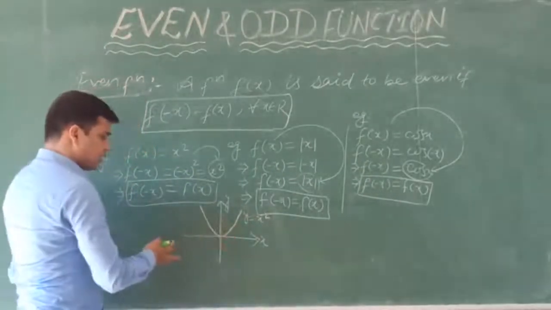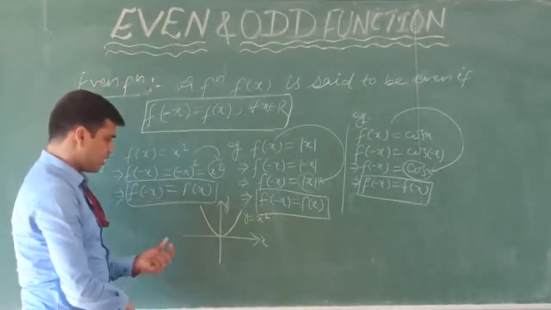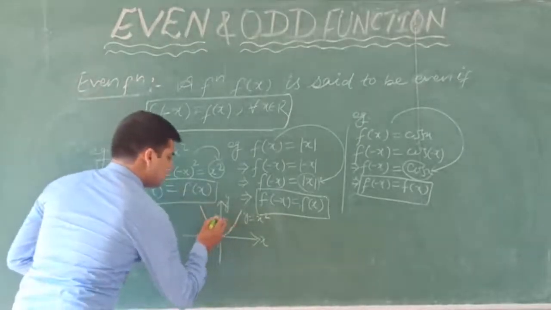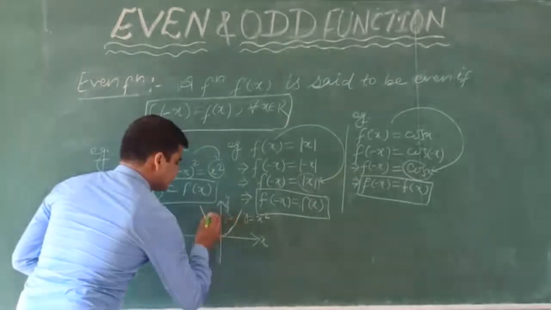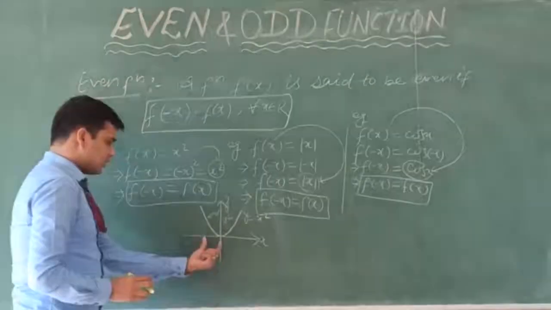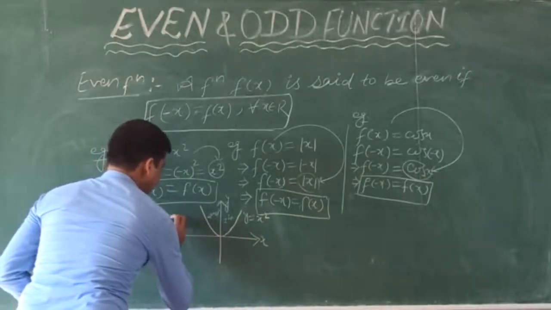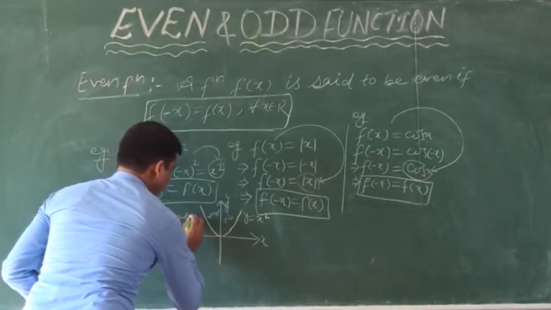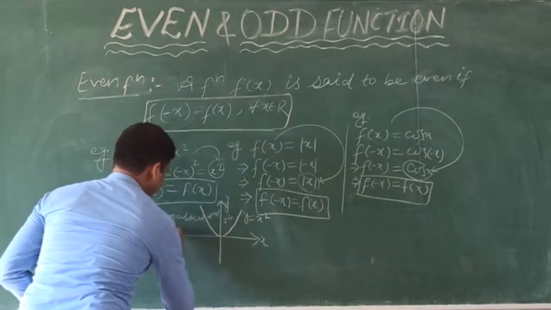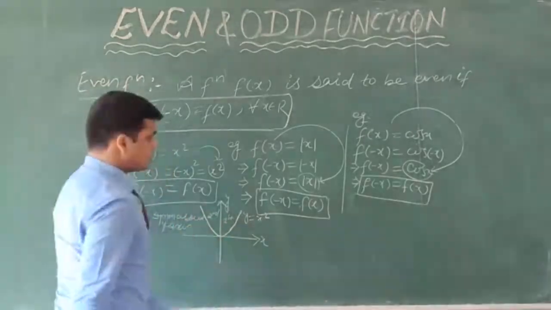Okay, y axis, either in first quadrant or second quadrant, or you can say third. So this one is first quadrant, this one is second quadrant. Okay, so this graph is symmetric about y axis.